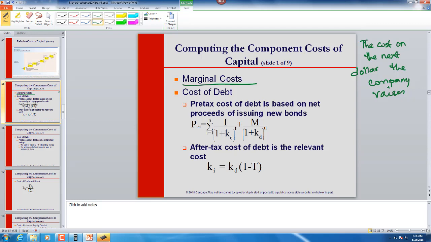Now, pre-tax cost of debt is based on net proceeds of issuing new bonds. Now, if you look at this, this is just like calculating yield to maturity in chapter 6, I think that was bond valuation or fixed income securities. I want all of you to look at it. The right-hand side of the equation, which I'm going to highlight in yellow here, to calculate the before-tax cost of debt, there is no change at all. See this?